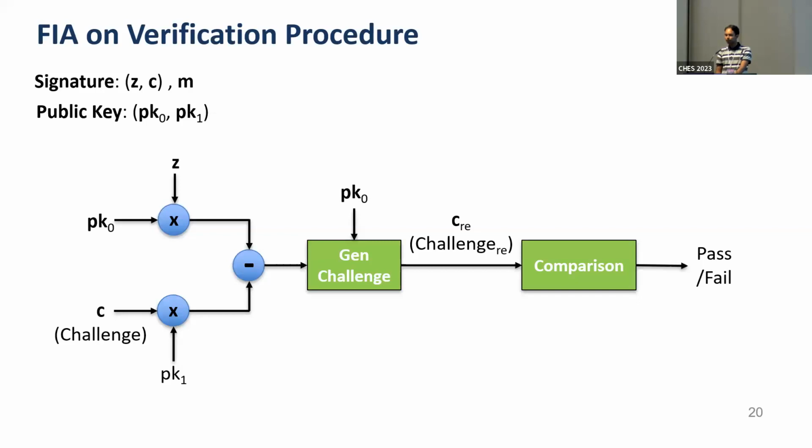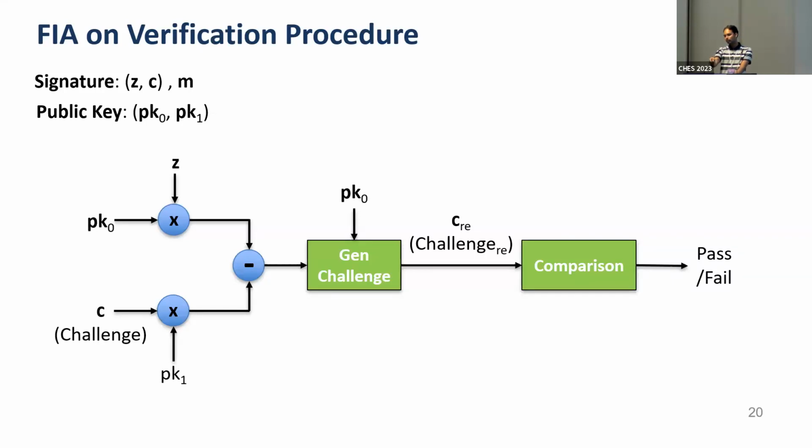So this is how the Dilithium verification procedure works. You have the signature components Z and C and the message M. You have two public key components, PK0 and PK1. So you simply multiply Z with PK0, and you multiply the challenge with PK1.